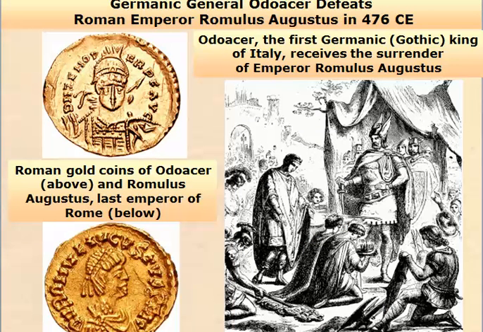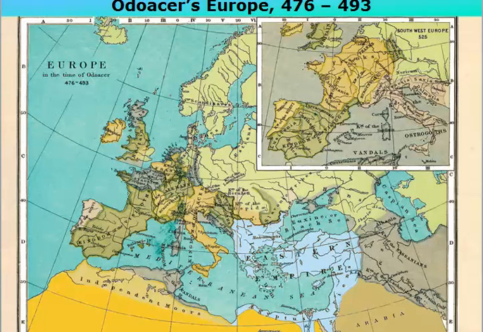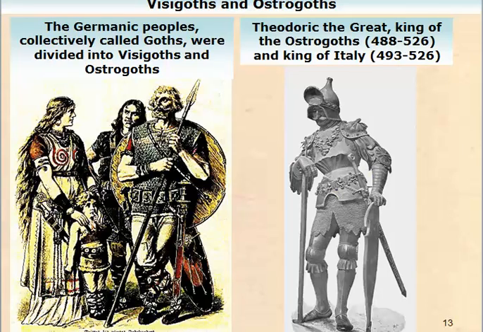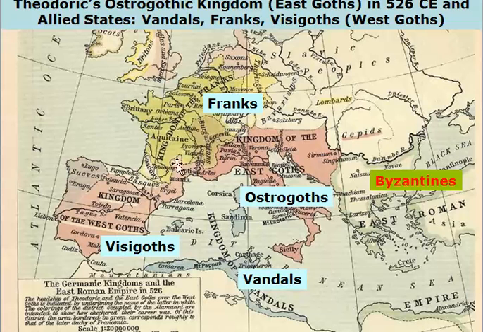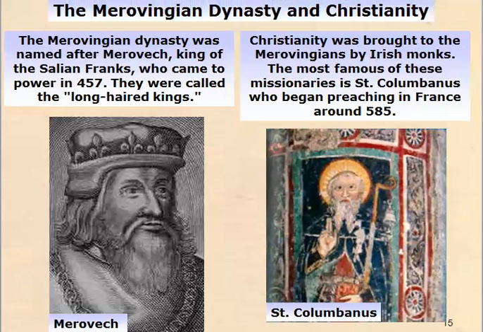We have Germanic warriors. We have Odoacer, who ultimately defeats the Roman Empire, Romulus Augustus. We have Odoacer's Europe when he defeated Romulus Augustus and caused him to step down. We have the Visigoths and the Ostrogoths. And here we have a little overview. You have the Vandals over here, and we have a few more, and of course the Franks. And the Franks we're going to focus on for most of the webcast.